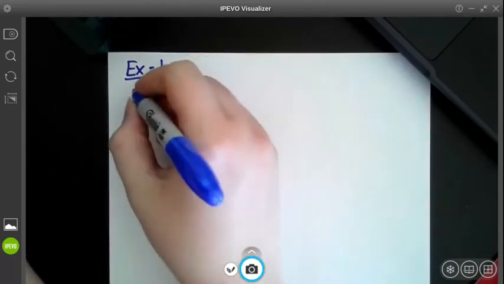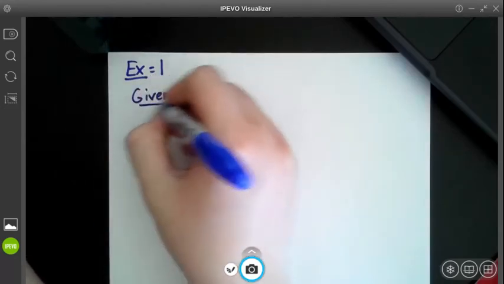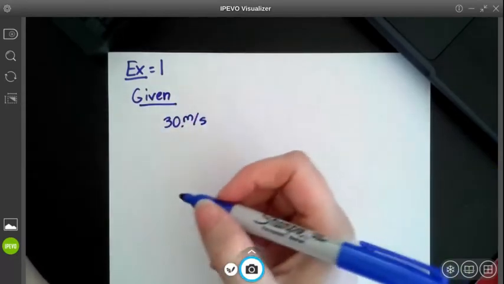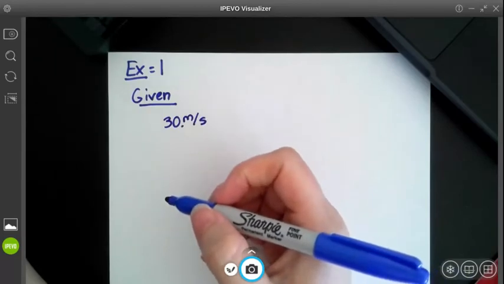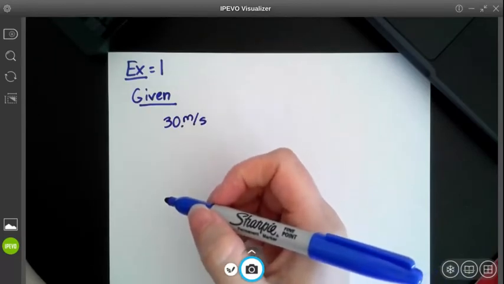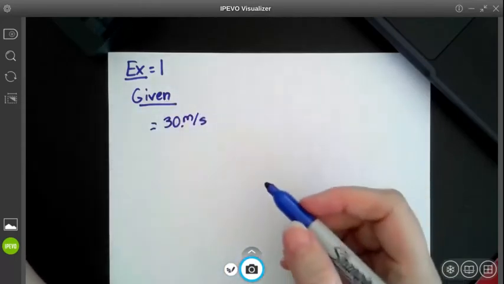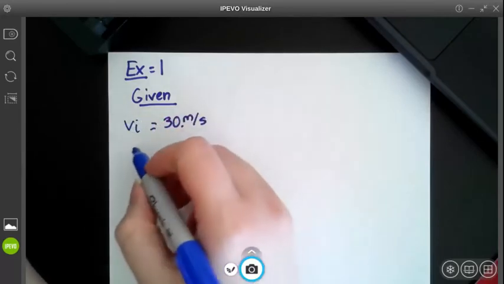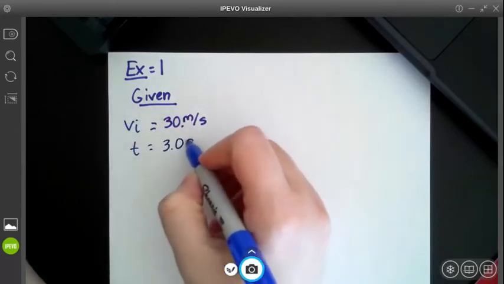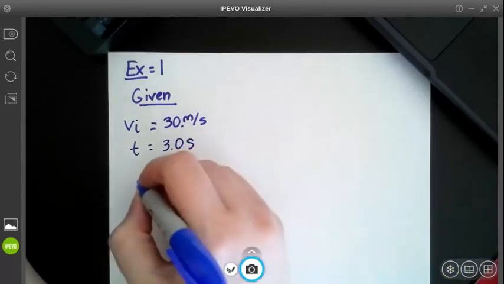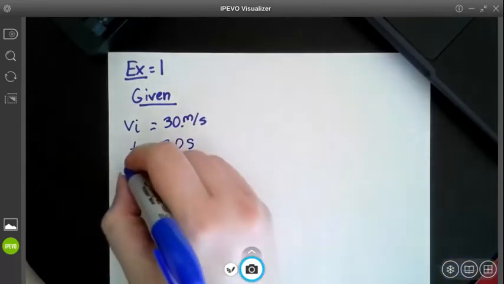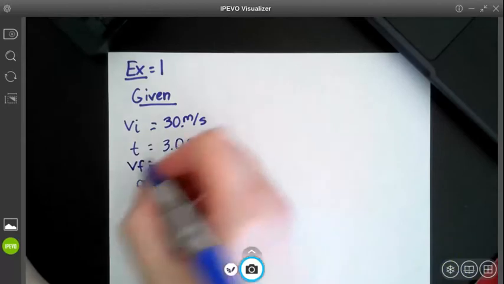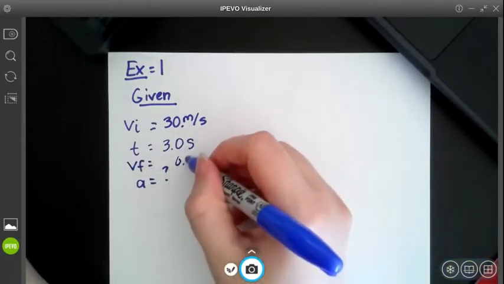First we're going to write our givens. We have a value of 30 meters per second. We have to determine, is that the initial or final velocity? The key is she is driving her sports car, which means it is her initial velocity. We're also given a time of 3 seconds. And we want to find the acceleration. So we do need a VF. If she's slamming on her brakes and coming to a stop, then our final velocity is 0.